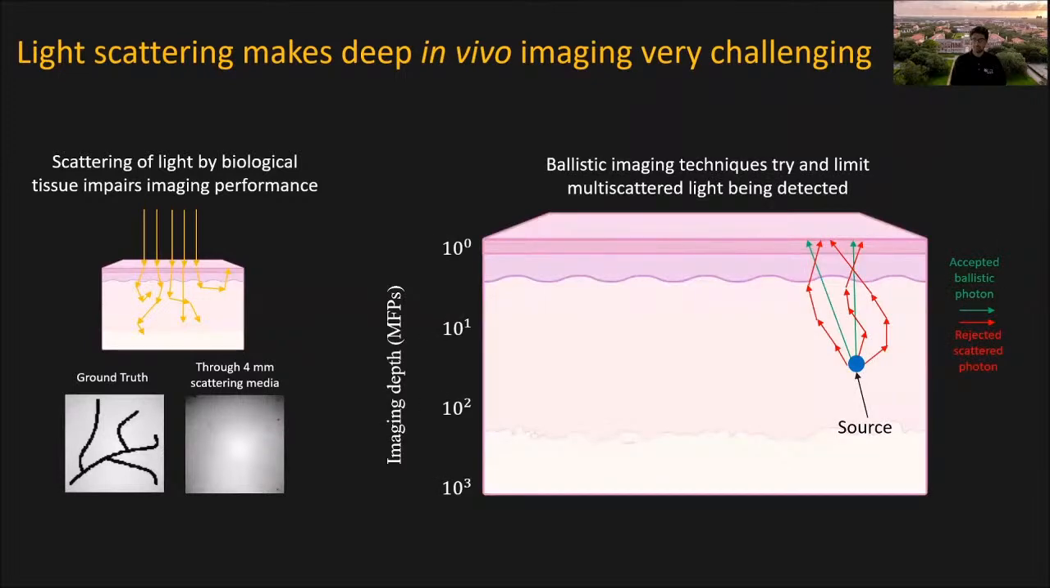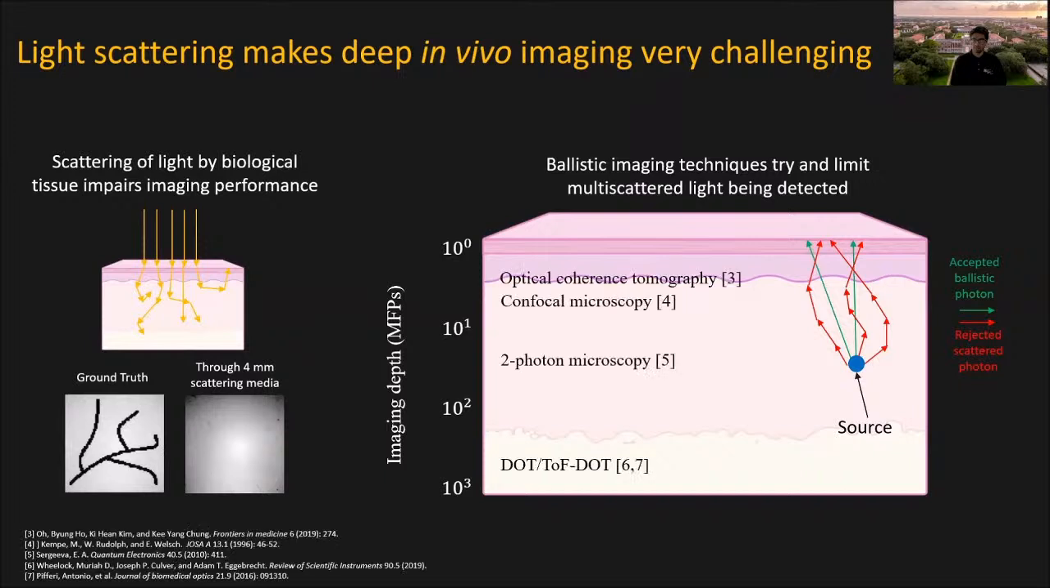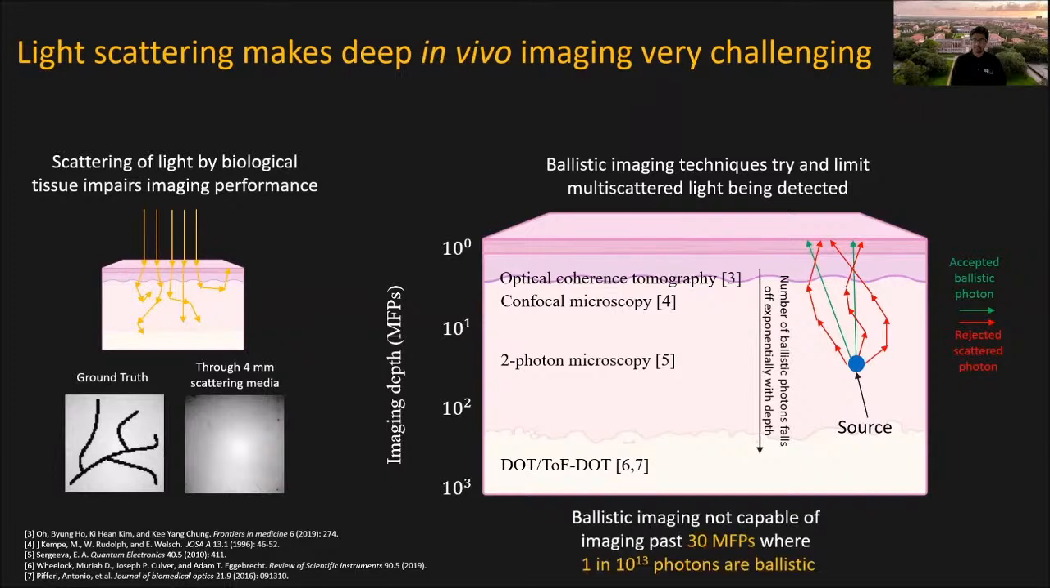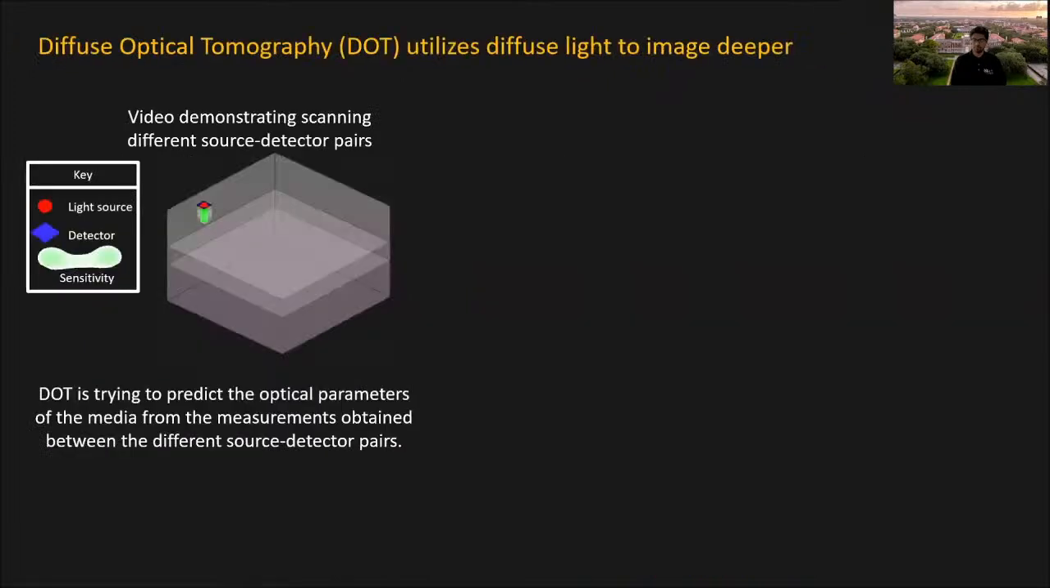Ballistic imaging techniques have tried to circumvent this issue by rejecting any photons that are scattered. Optical coherence tomography, confocal microscopy, and two-photon microscopy are a few of these ballistic imaging techniques. However, as you go deeper into tissue, the number of ballistic photons falls off exponentially, limiting these techniques to less than 30 mean free paths deep into tissue, where 1 in 10^13 photons are ballistic.